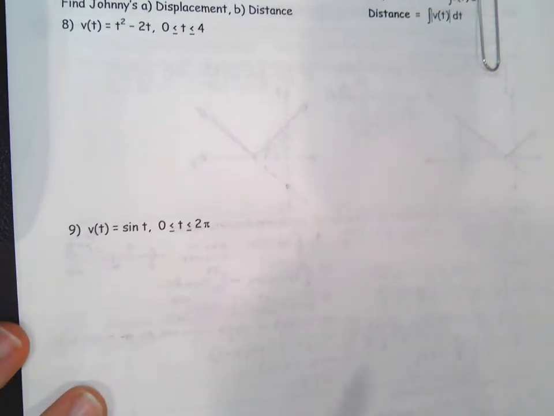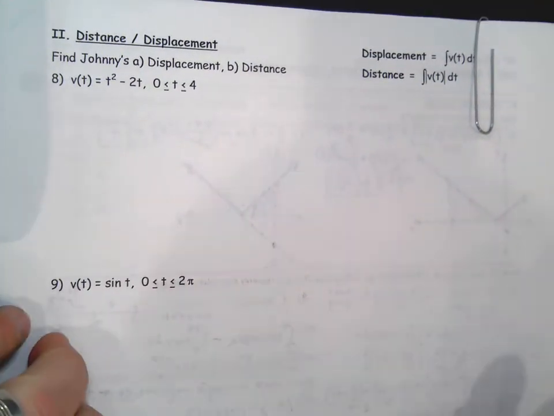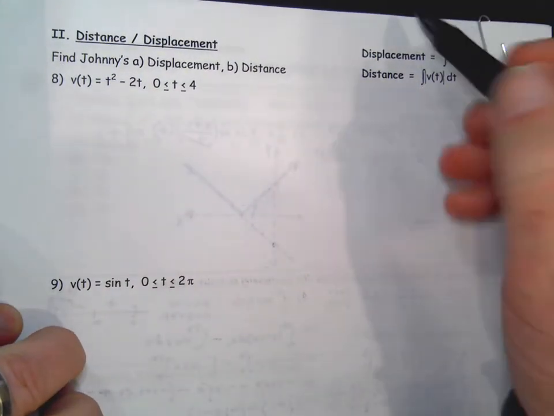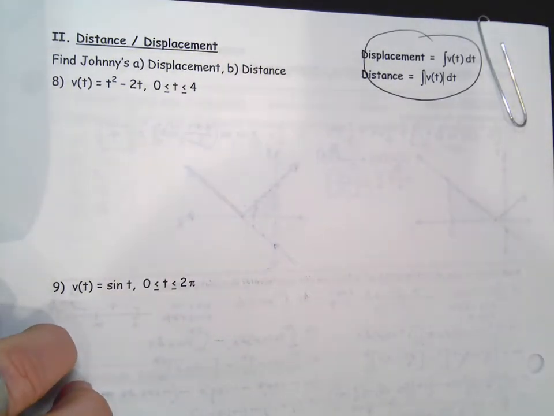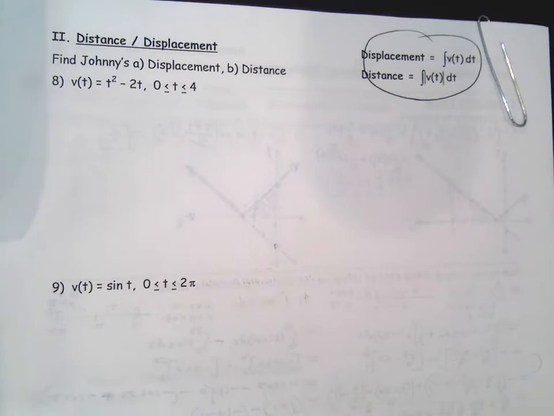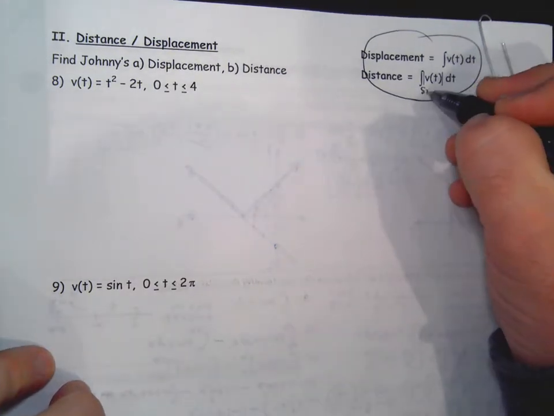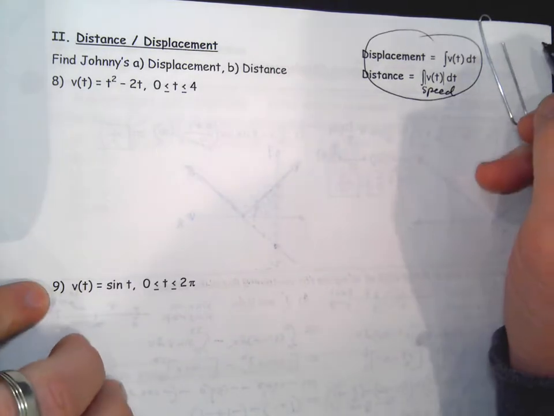Okay, distance and displacement. So this is what we talked about in the lesson. Displacement is the integral of velocity. Distance is the integral of the absolute value of velocity, in other words, speed.